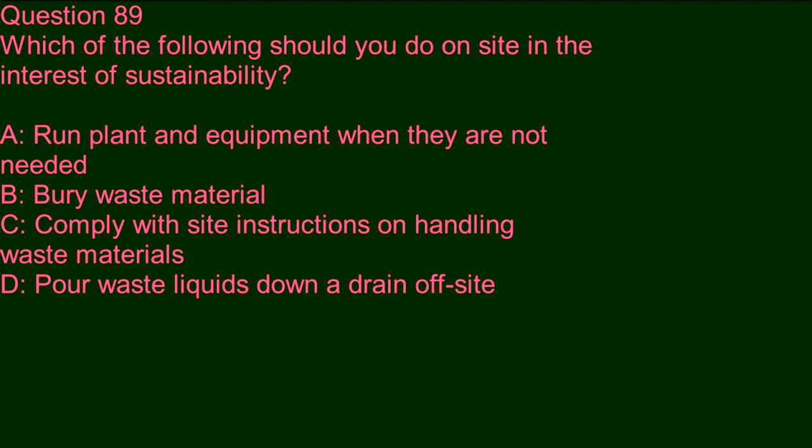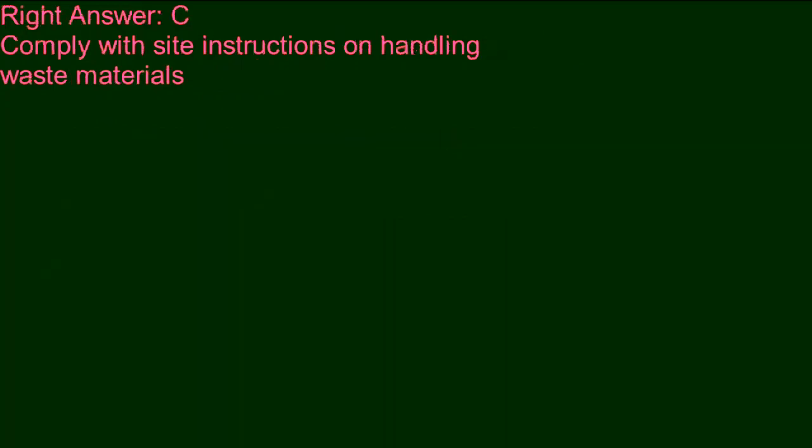Question 89. Which of the following should you do on site in the interest of sustainability? A. Run plant and equipment when they are not needed. B. Bury waste material. C. Comply with site instructions on handling waste materials. D. Pour waste liquids down a drain off site. Right answer, C. Comply with site instructions on handling waste materials.